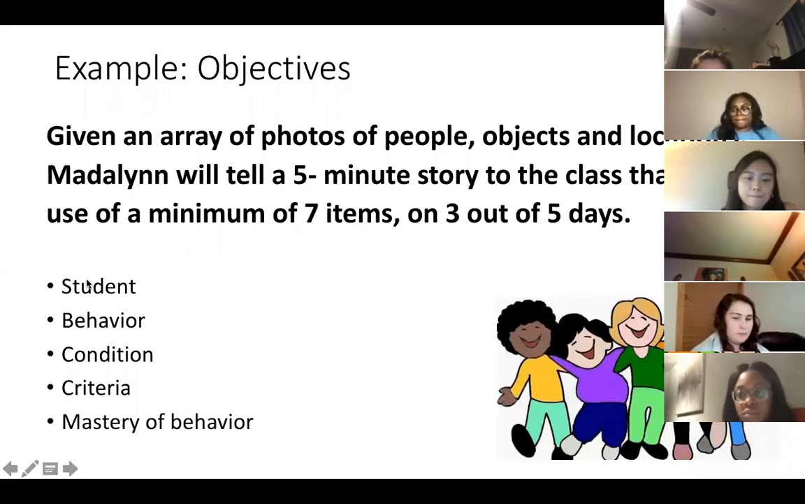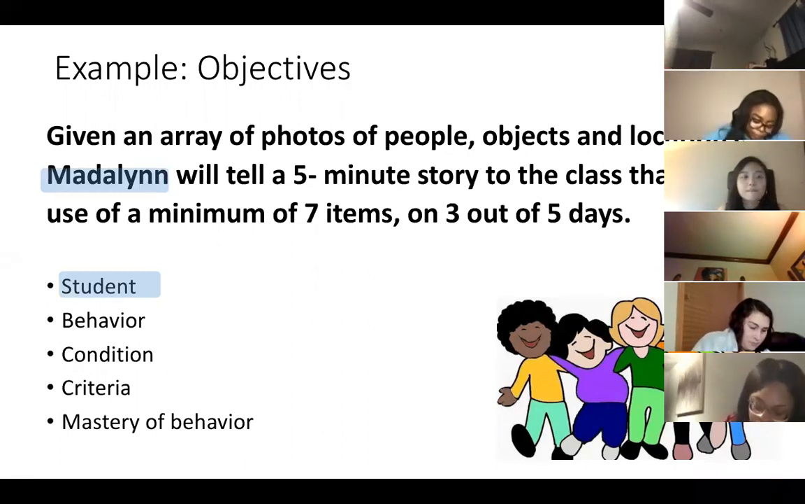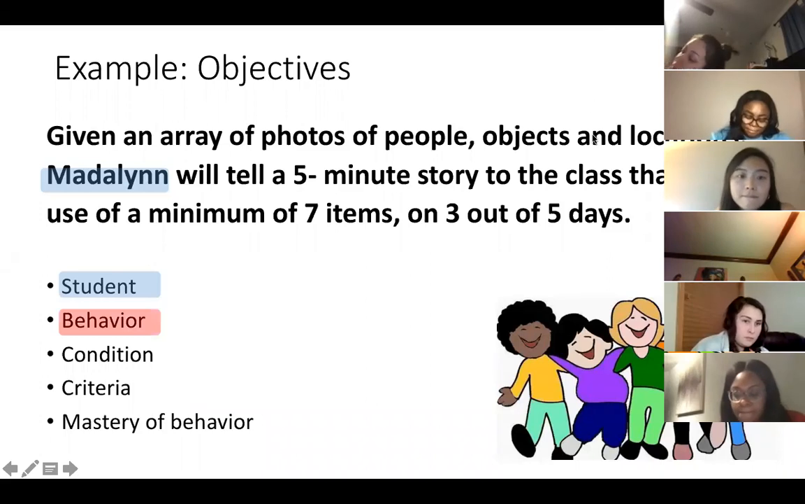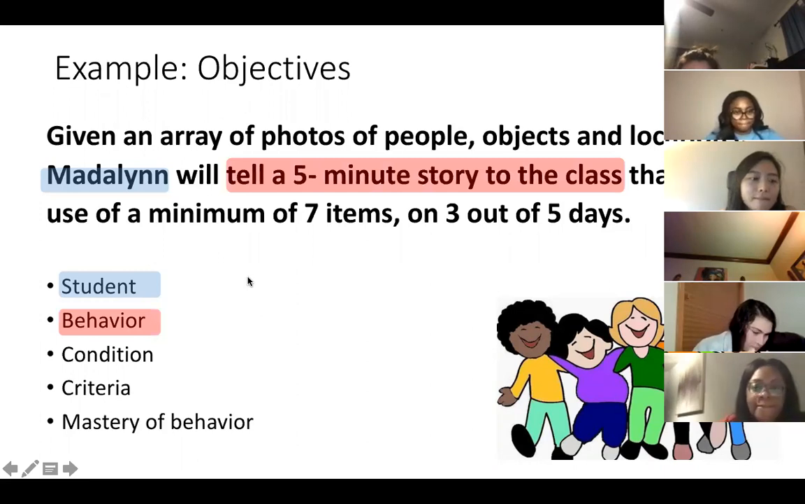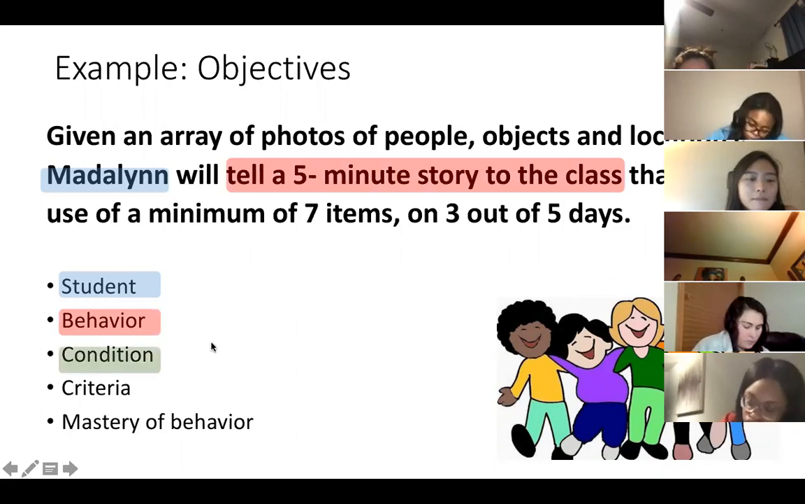I pick blue for my student. The student is Maddie, so I colored it in blue. You can highlight whatever color you want. Next, behavior: "will tell a 5-minute story to the class." That is the behavior. The next one is condition.